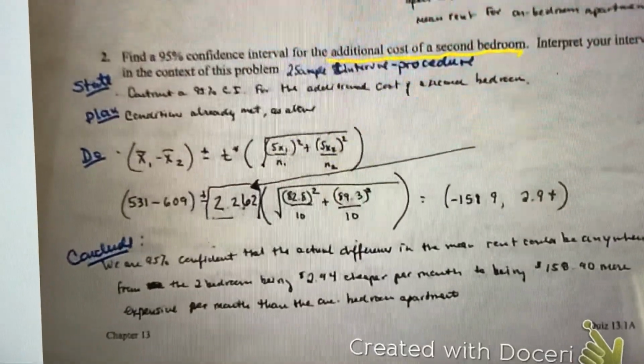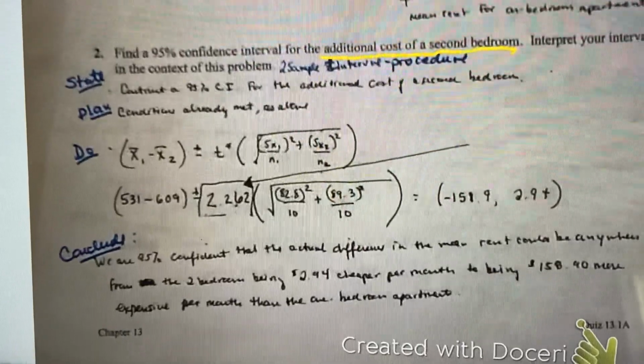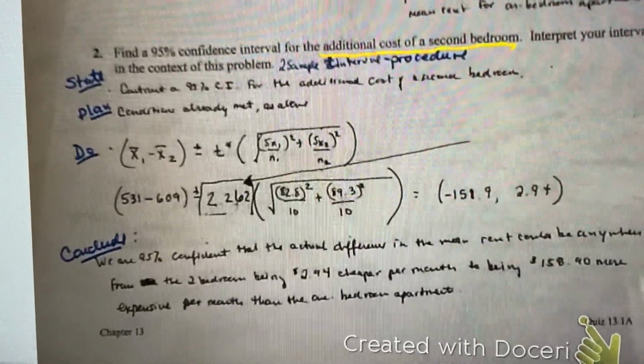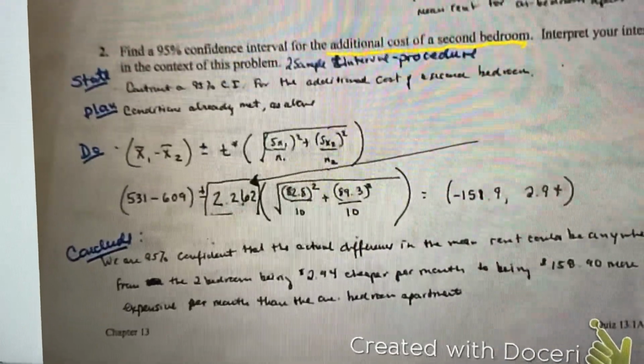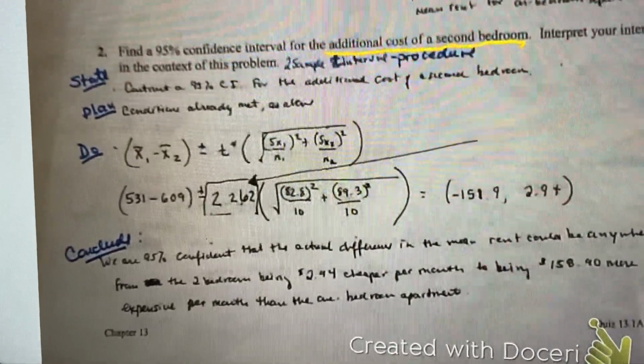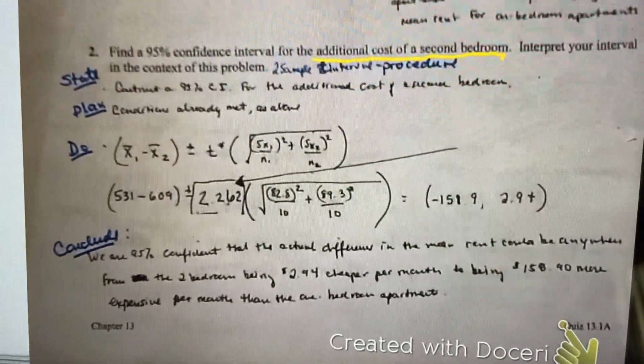stating part. Planning. This is the nice part about means. You don't have to do a separate formula for normality. Once you check them in the hypothesis test, they're the same for the confidence interval. You just have to check them once. So just addressing conditions already met as stated above.